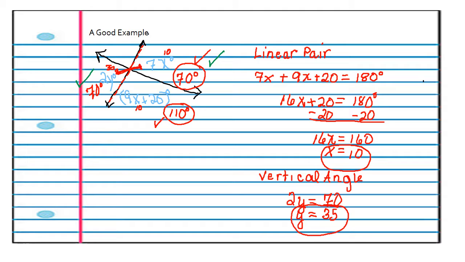And if we really want to get wild and woolly here, we can double check here. We have a linear pair, which equals 180 degrees. And we can double check across from here, and the value should be the same at 110. And it does. Check out the next good example.